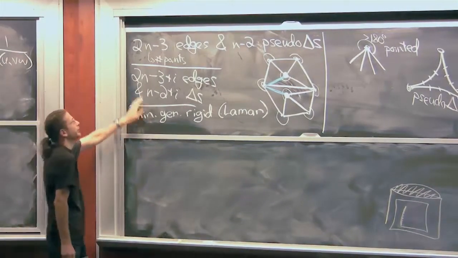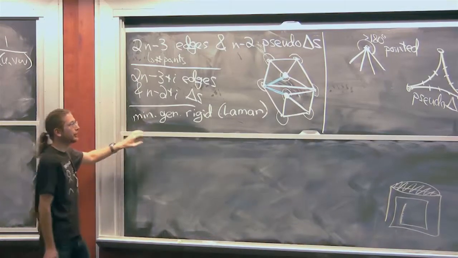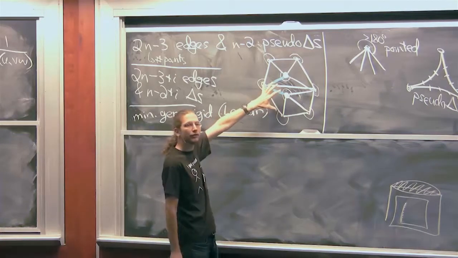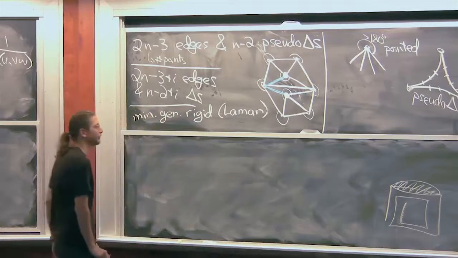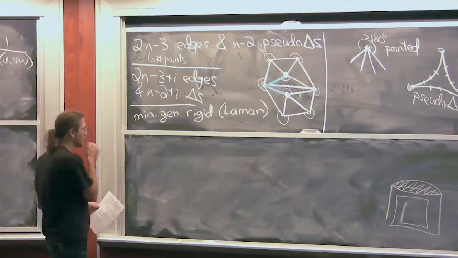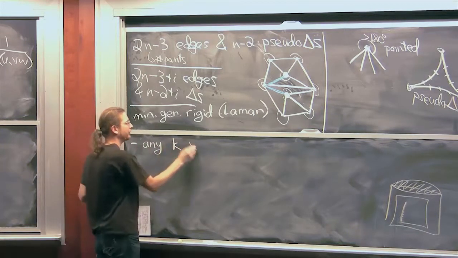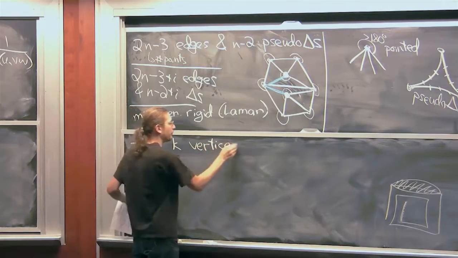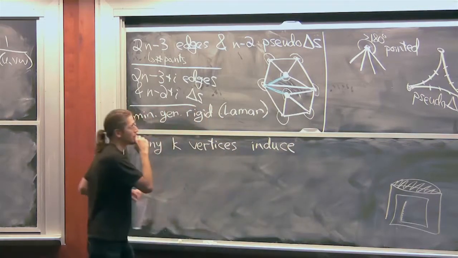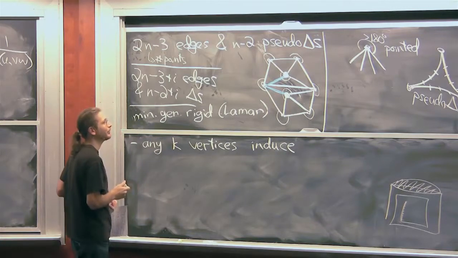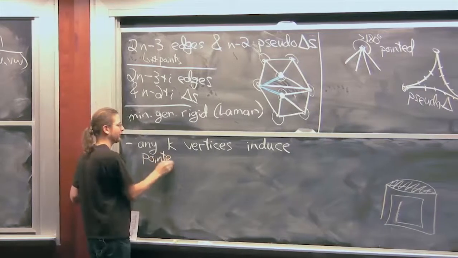Why? Well, the first thing to check is they have 2n minus 3 edges. That I just claimed. The second thing to check is that if I look at any subset of the vertices, k of the vertices, they should induce at most 2k minus 3 edges among them. Well, let's look at any k vertices. What are the edges that they induce? The thing I know about them is that they will induce a pointed set of edges.